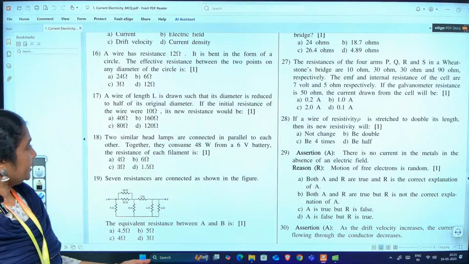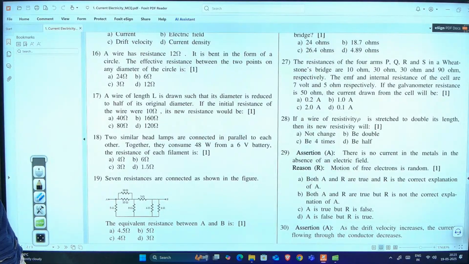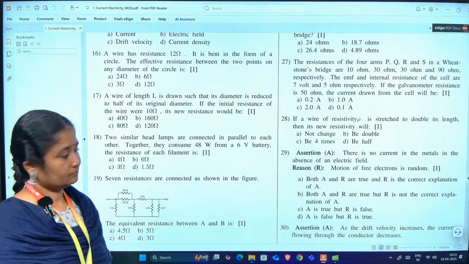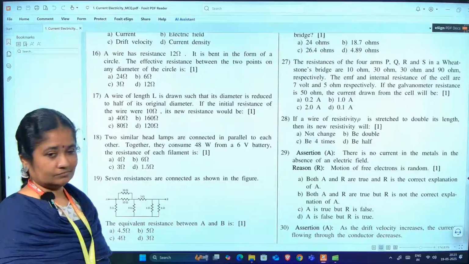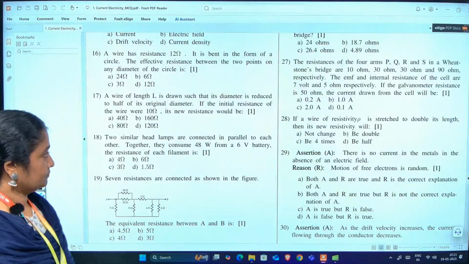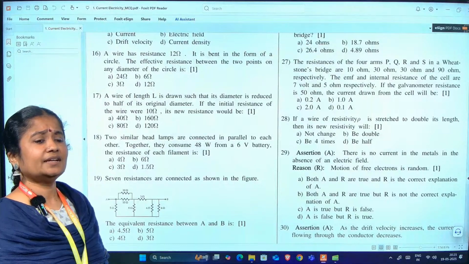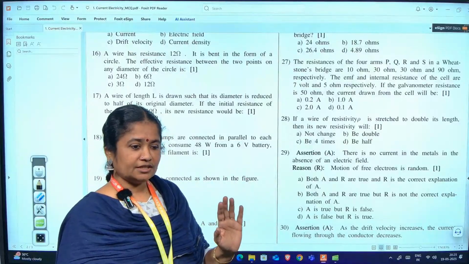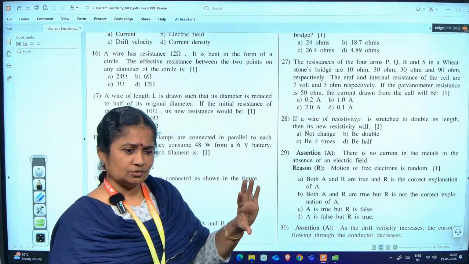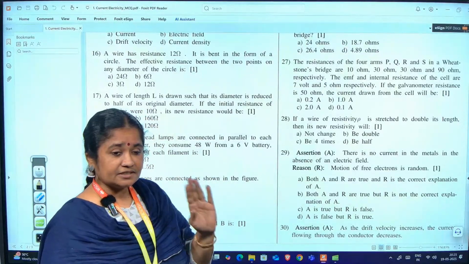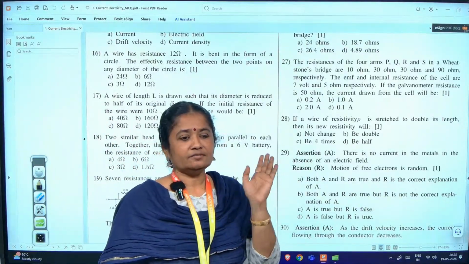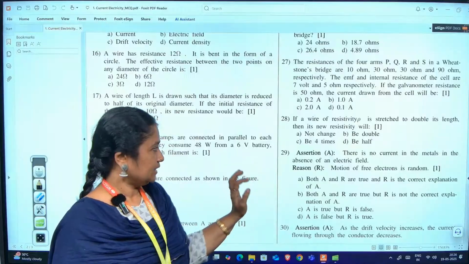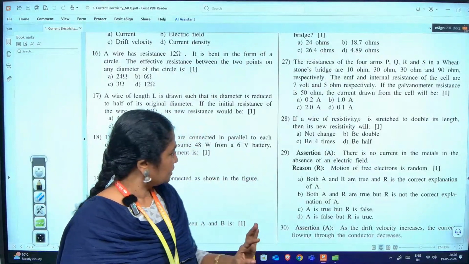28.1. If a wire of resistivity rho is stretched to double its length, then the new resistivity will be: no change. Resistivity will not change. However they twist the question, resistivity will never change. It depends only on the nature of the material. Whatever numbers they give, always remember that resistivity of the material will never change. Another name for resistivity is specific resistance. Even if they ask specific resistance, it also does not change.